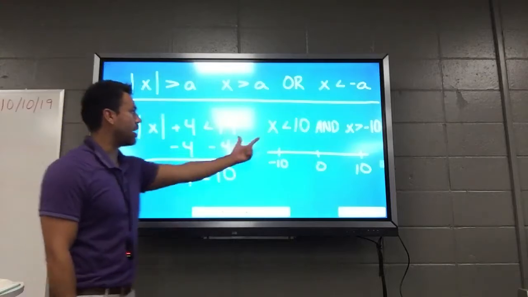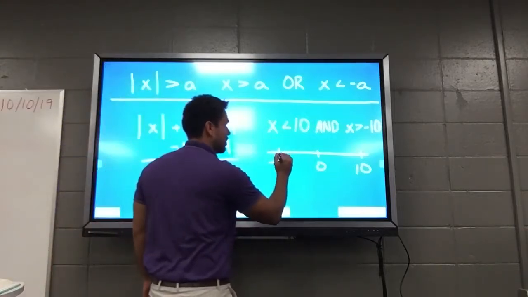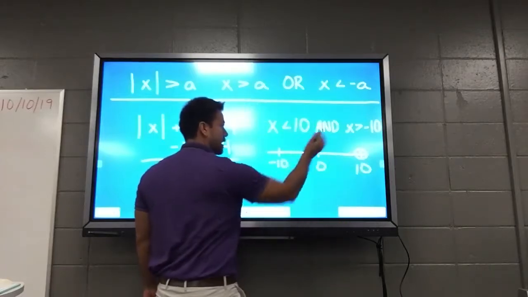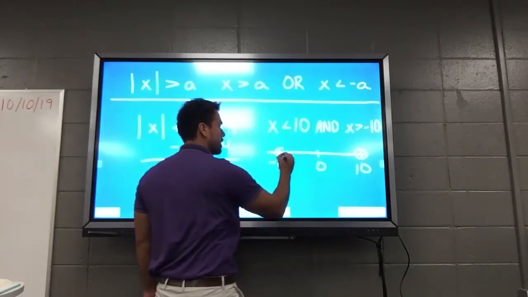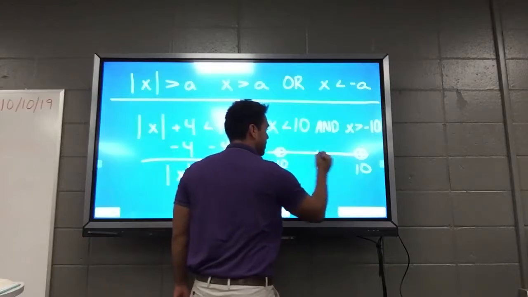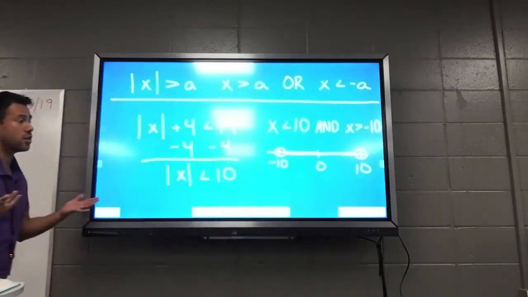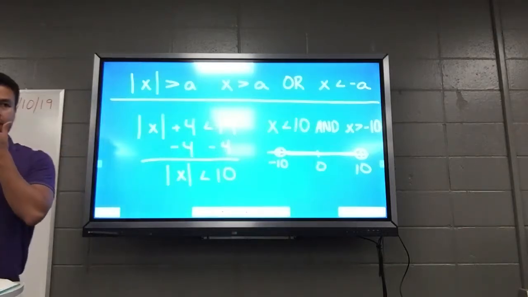Okay, how would I graph x is less than 10? Circle on 10. Open circle on 10, going to the left. And how would I graph x is greater than negative 10? Open circle and a segment in between. Make it clear that's a segment. Okay, that's your graph. Is that an and graph?